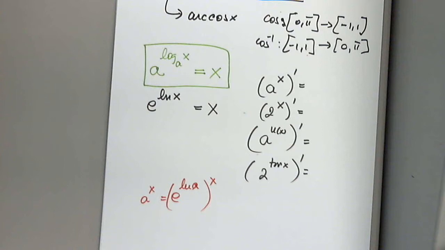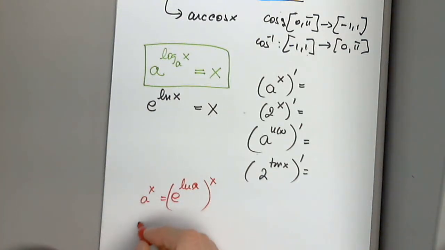So what is this piece? E raised to natural log, forget about this for a moment. Is this a or not? Yes. Okay, so this is a, and this is the x. So I replaced a using that formula by e to natural log a. I just replaced a in here. That's all I did, right? So a is e to natural log a, everything raised to x.